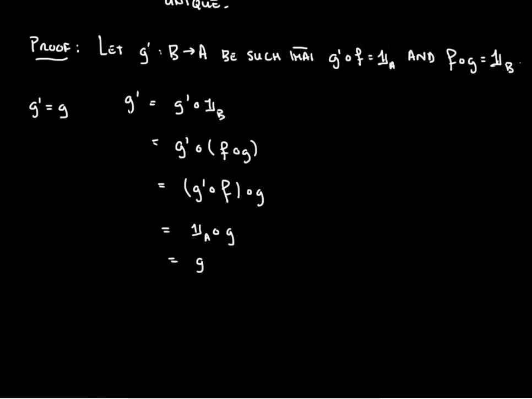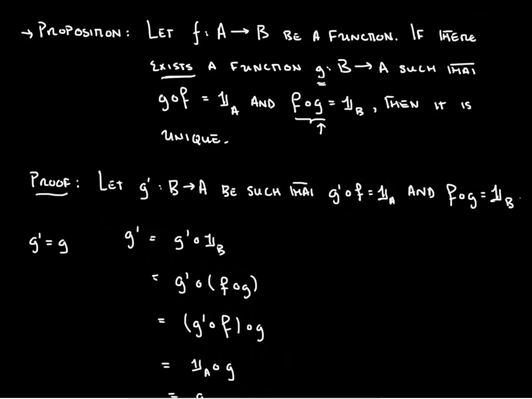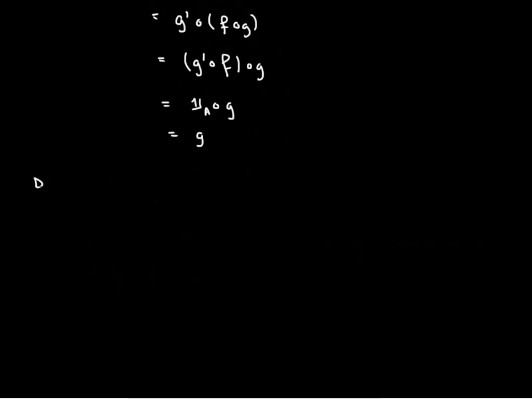Now that we've established that g and g prime are equal, this means that the function g, which goes from B to A, and when composed with f gives us the identity function, this is unique. And this will allow us to define what an invertible function is.